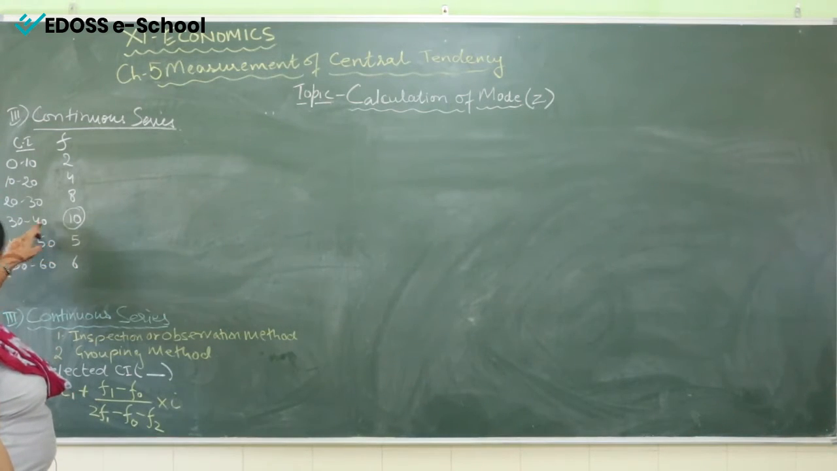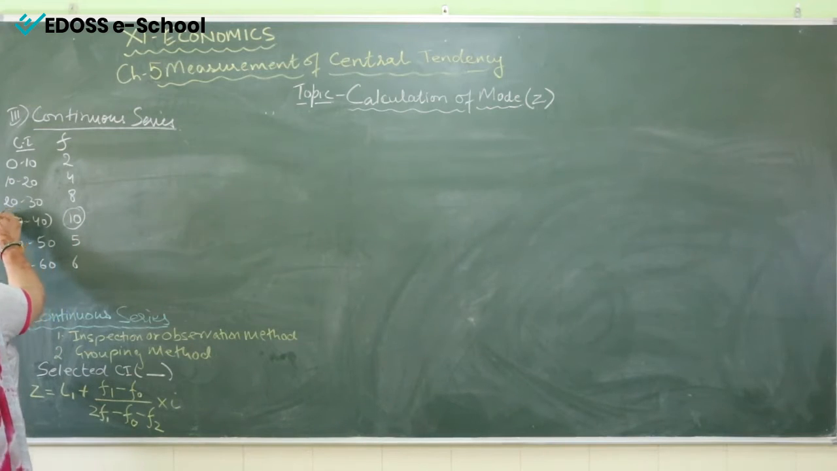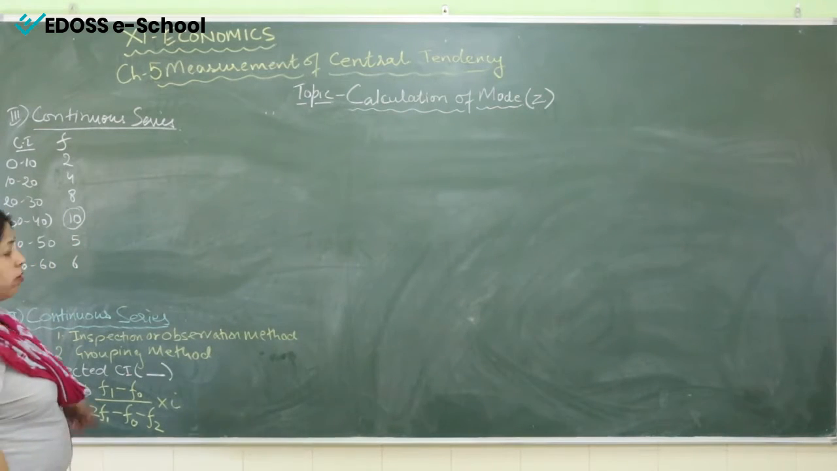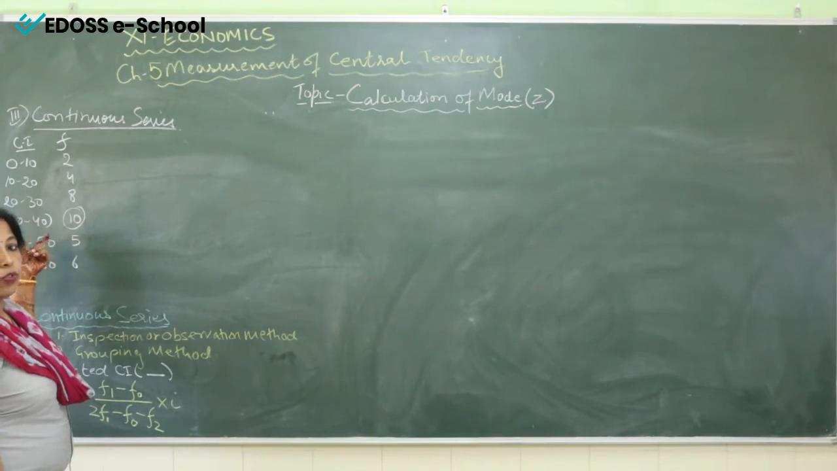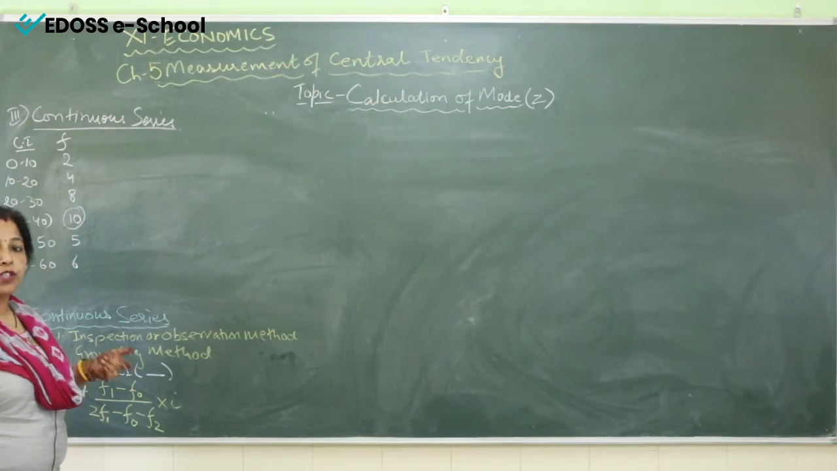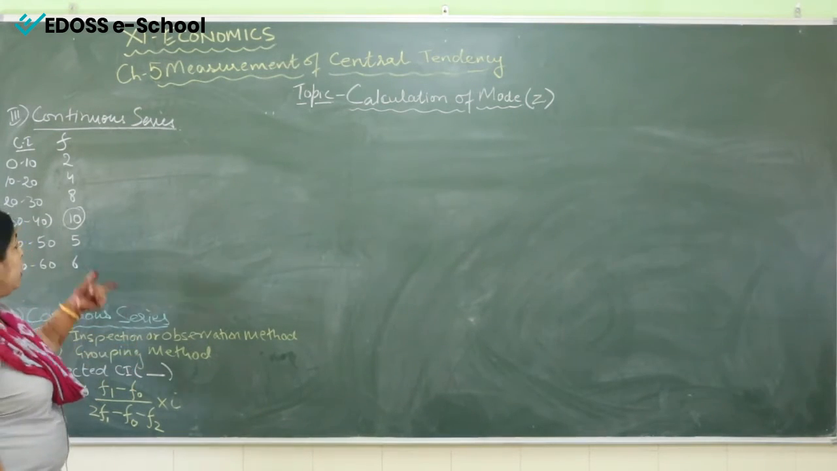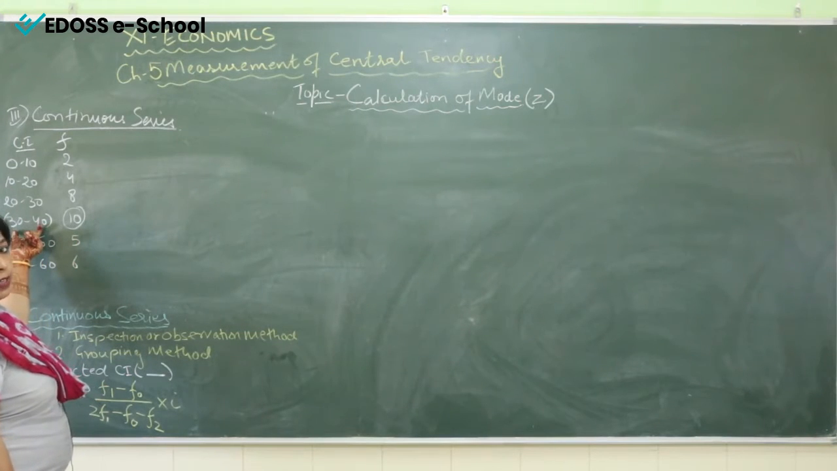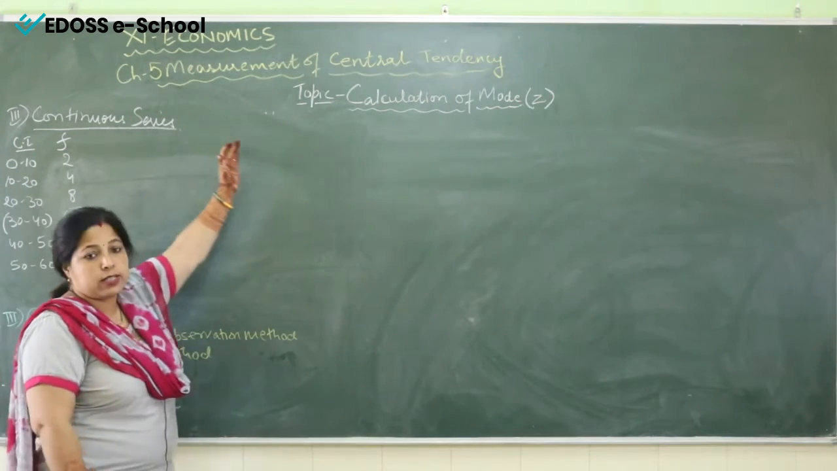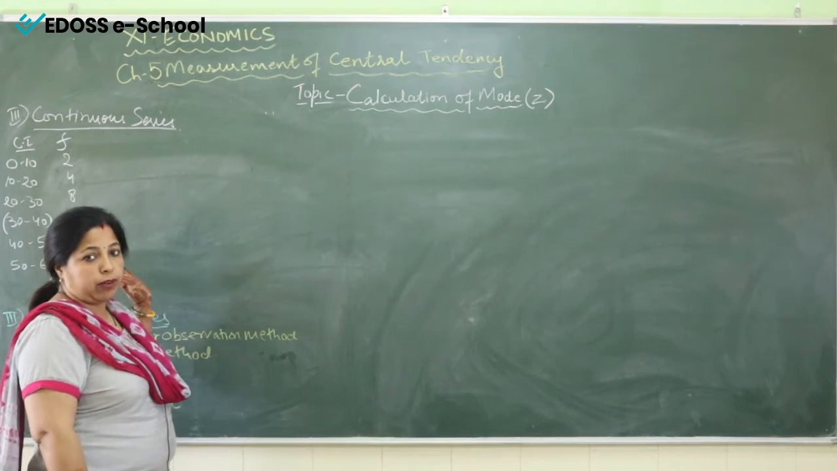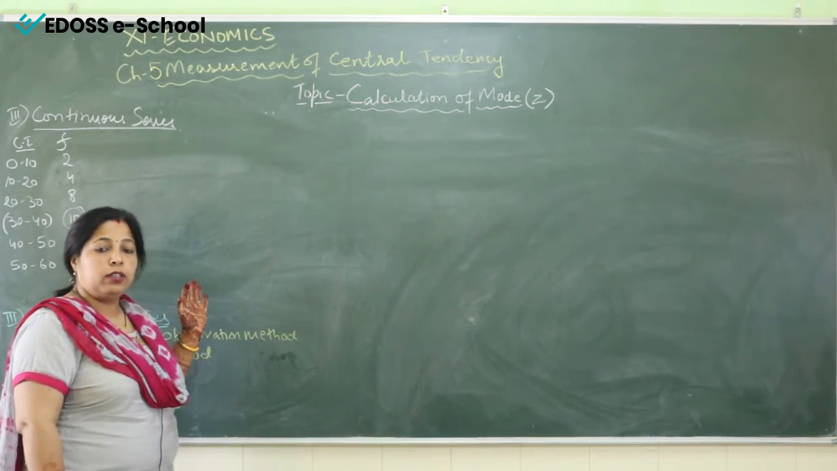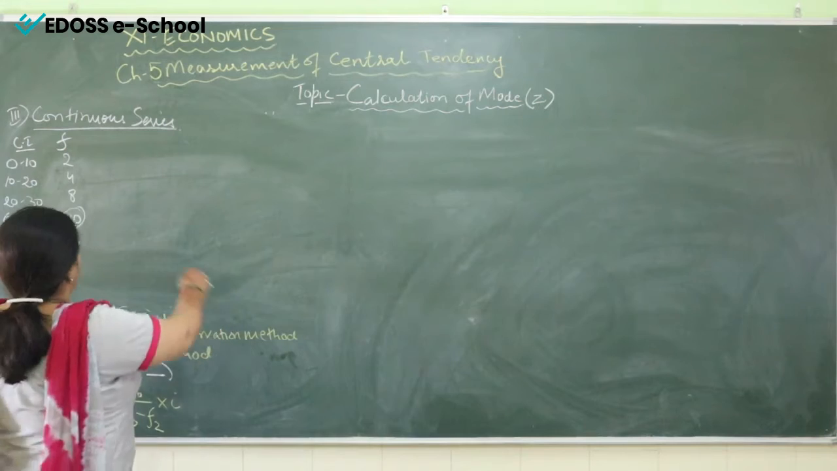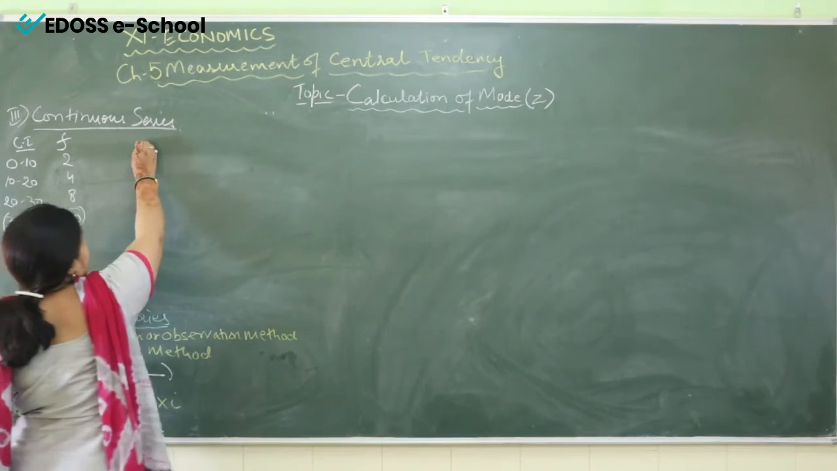So automatically the class interval in front of this will be selected. When we are taking the observation method or the inspection method, the class interval is selected orally or directly. We just write the selected class interval, use the formula, and calculate the mode. Let us do it.